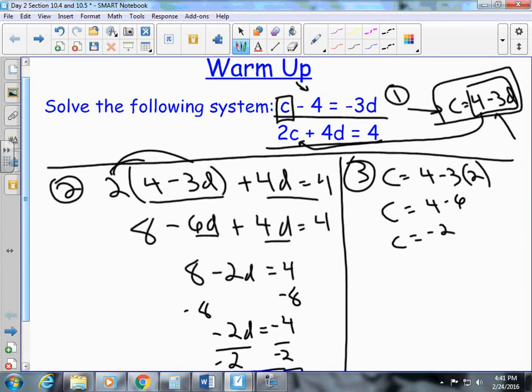The question now becomes, I have to write an ordered pair. I don't have x's and y's, but I have c's and d's. So I'm going to look and see that c appears first in this one, so I'm going to say c is my x value, so negative 2 comma 2 is my answer. All right, warm-up is completed.